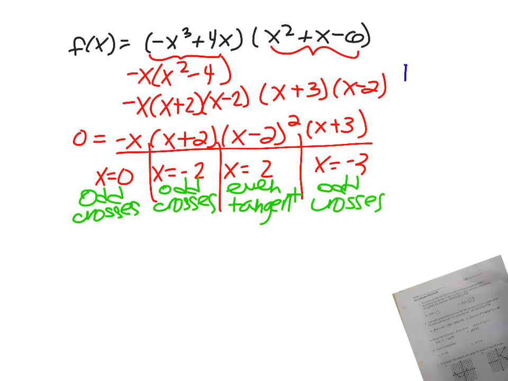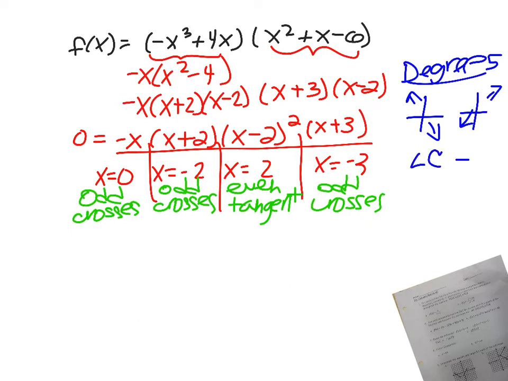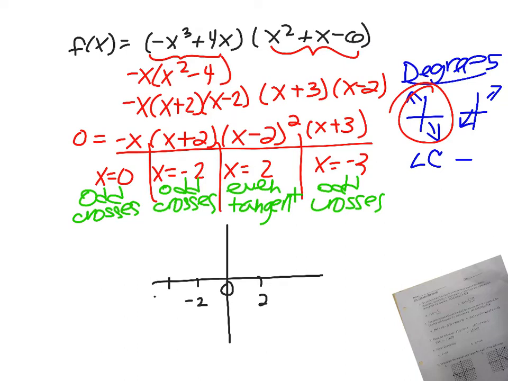The degree is 1, 2, 3, 4, 5 again. So that means we're going in different directions. The leading coefficient is a negative, so it's going to have a negative slope, so it'll look like this guy here. All right, so let's draw a picture here. So I have a 0, I have positive 2, negative 2, and I have negative 3 here.